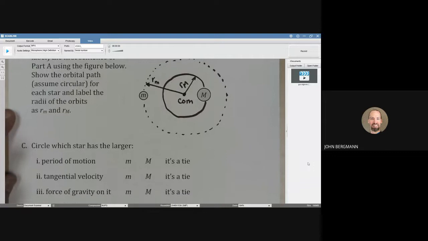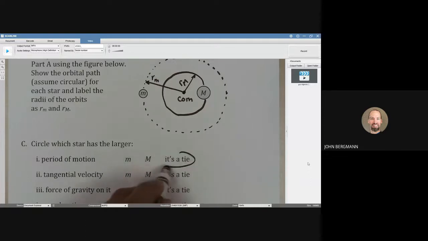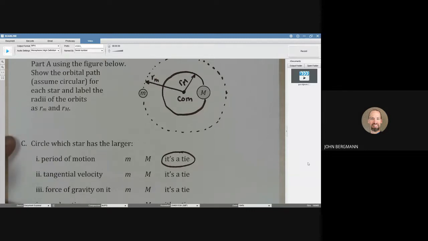Let's answer these questions. Which star has the larger period of motion? And the answer is it's a tie. These two take the same amount of time to go around. They always stay opposite each other. The center of mass is always between them. It's always a straight line between the M's, with the center of mass lying along that line. So the period of the motion, it's a tie.